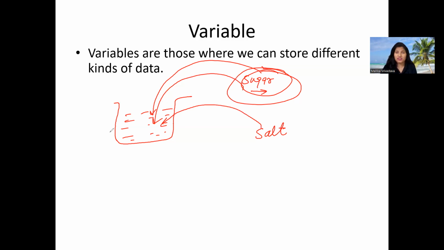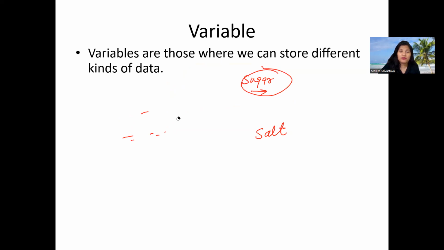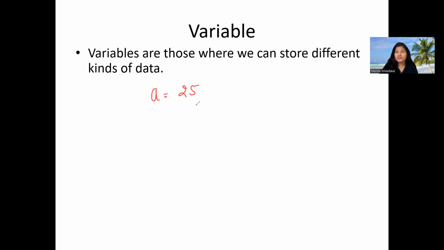In the same way, suppose in A, I have 25. So 25 is an integer value. It is a fixed value. We can't change 25 to 26 or 28 or 29. But A acts like a container where you are storing this 25. So this A is a container where you are storing 25. Now, again in A, I'm storing 2 only. So in this case, inside this A, it overwrites the value.